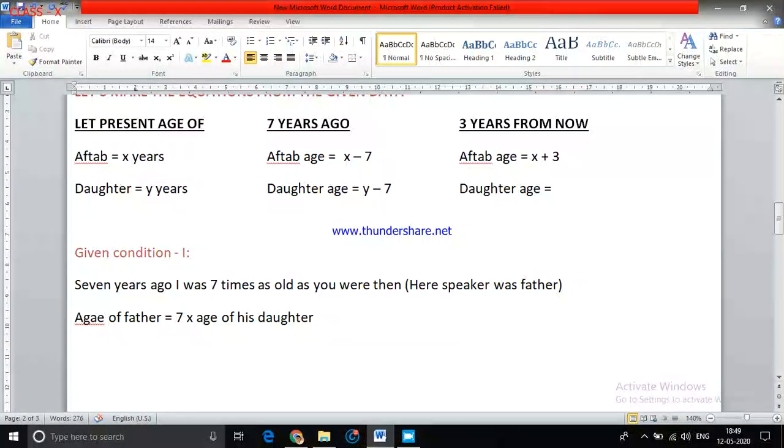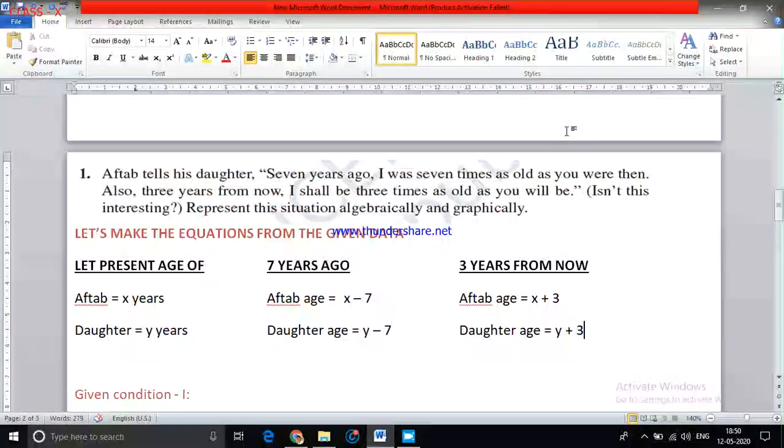Is it right? After 3 years, the father's age will be x plus 3. Now if I come to the daughter's age, what will be the age of the daughter after 3 years? Present is y years. So 3 years means it will be y plus 3. Understood?